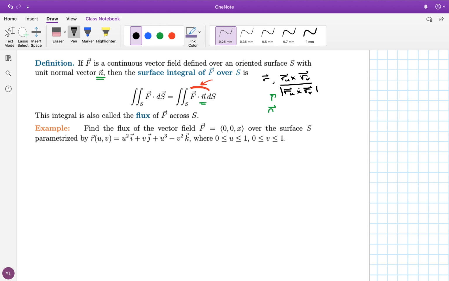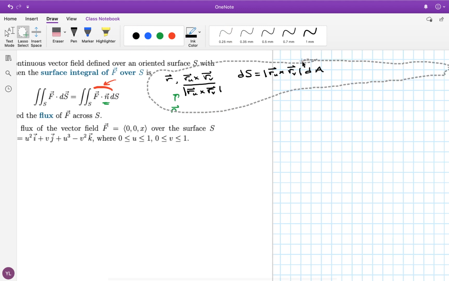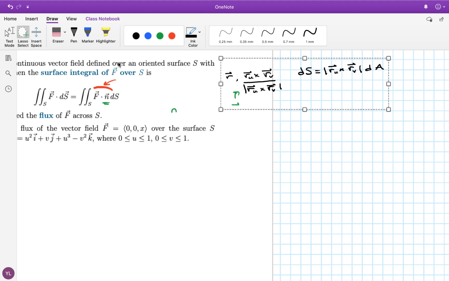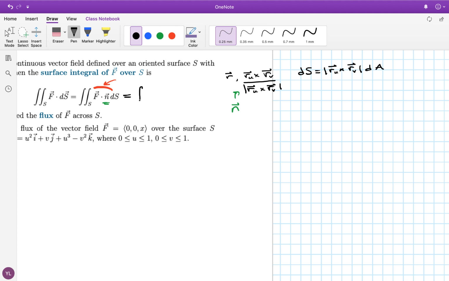Okay, so this is how I could get a normal to put in this formula, but remember your dS, your differential form for the surface area, includes exactly that expression. So when you put a normal computed in this way next to the dS, the magnitude of RU cross RV vanishes. So we get a much better way of computing the flux integral with that observation. If you have a parameterization of the surface, then just integrate this instead.